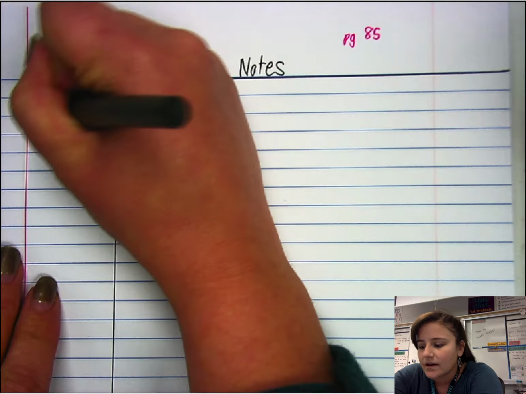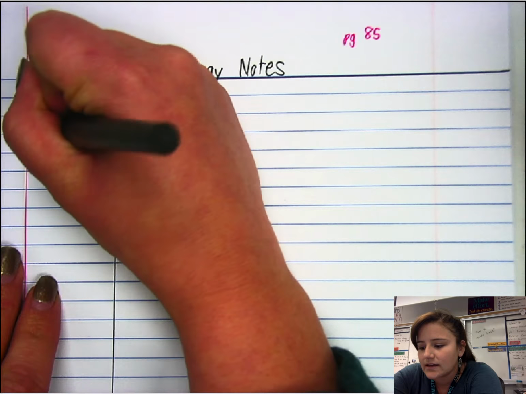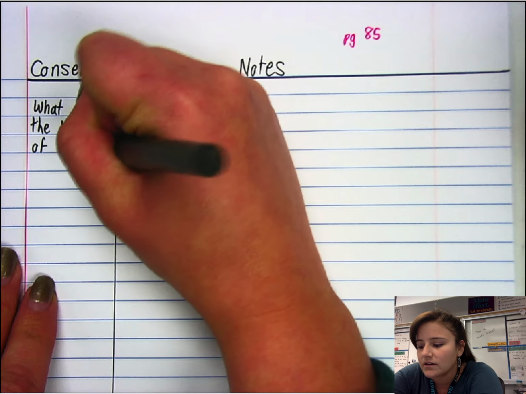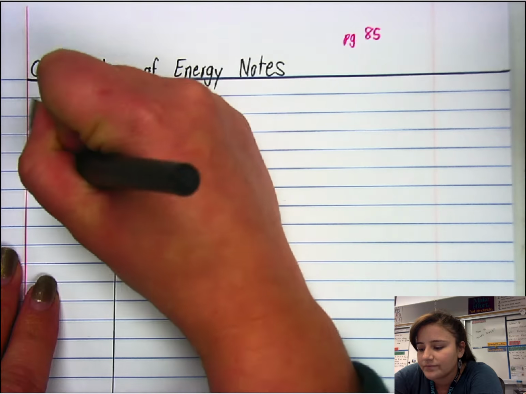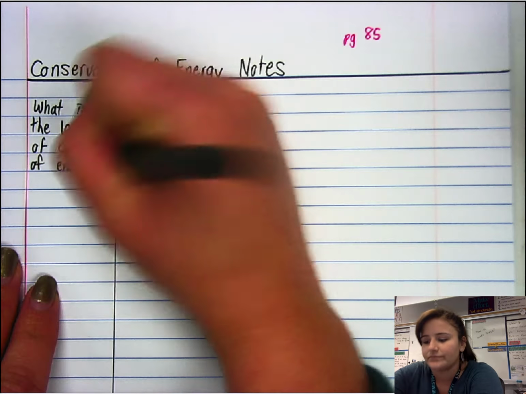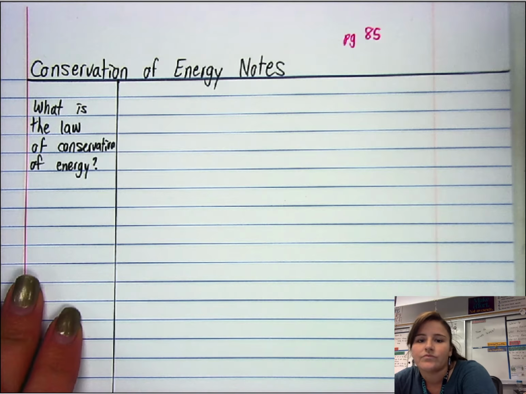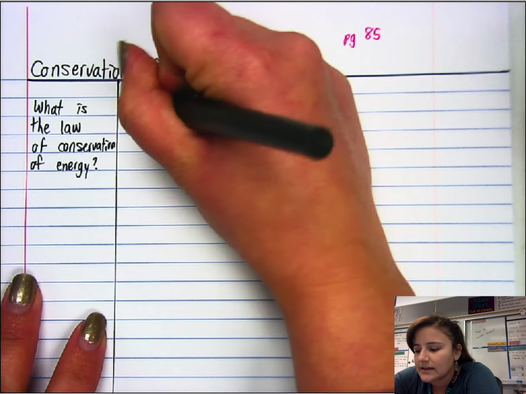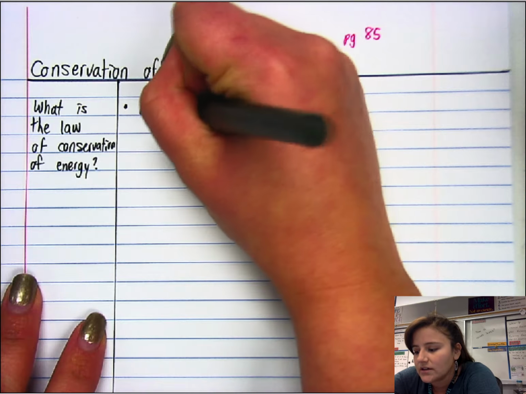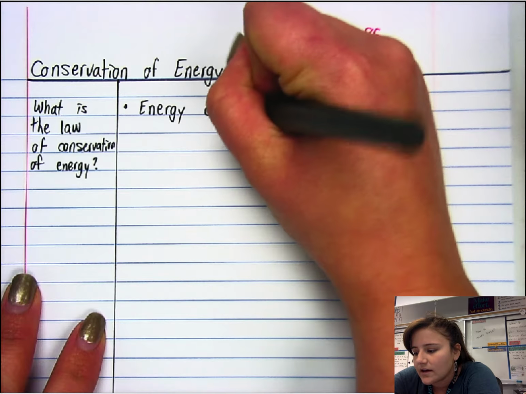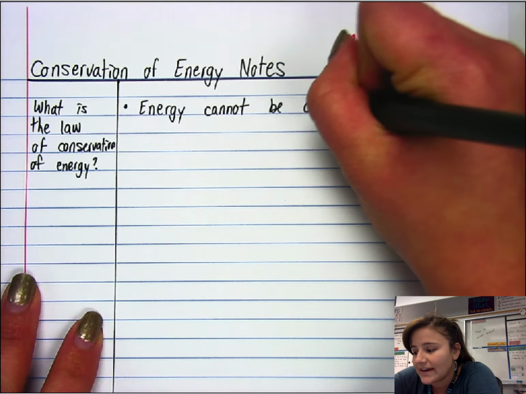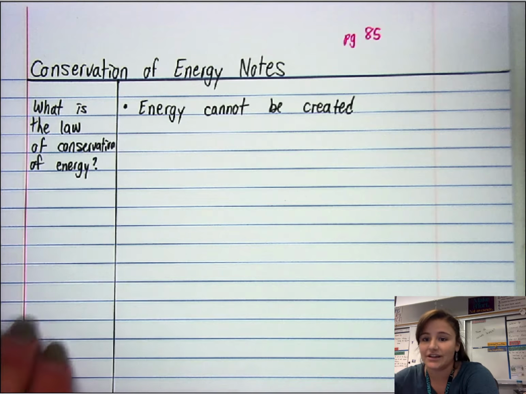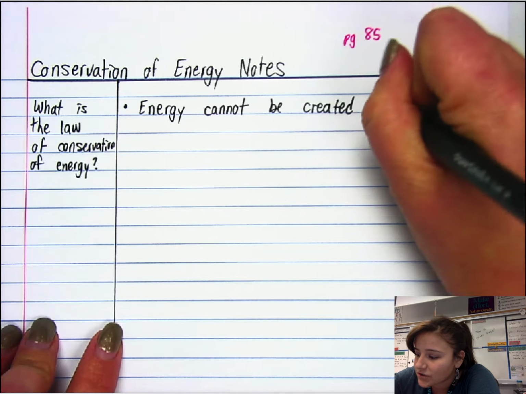So right off the bat, what is the law of conservation of energy? Okay? Basically, what this says is energy cannot be created. Okay? Energy doesn't just come from anywhere. Okay? Energy cannot be created nor destroyed.